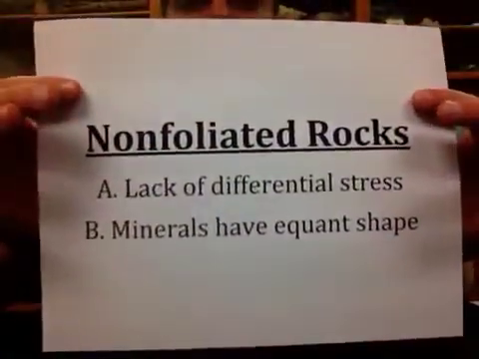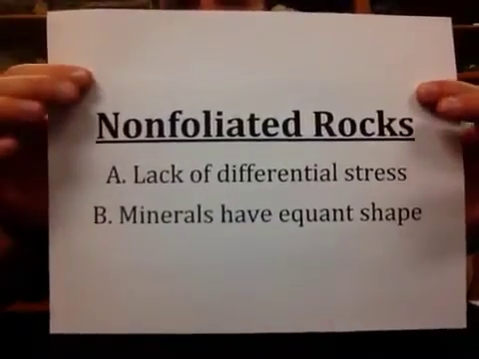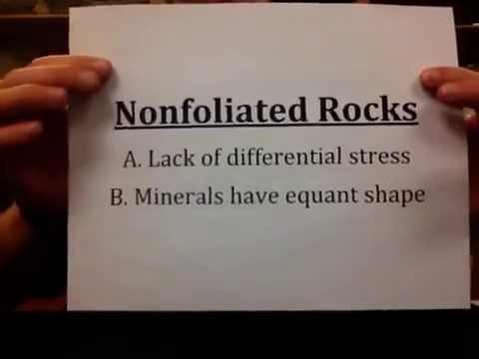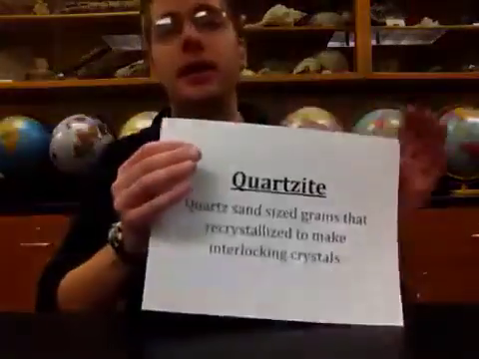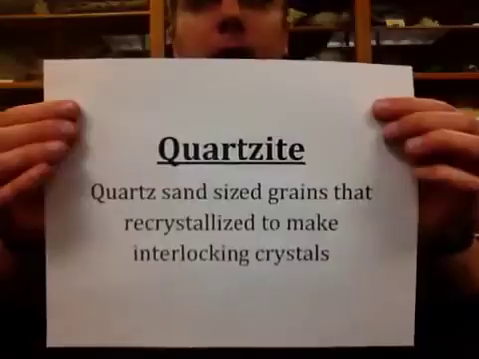Non-foliated rocks do not have preferred mineral orientation for two reasons. Either there was a lack of differential stress, or the minerals have an equant shape. So if the rock is squeezed the same from all sides, the minerals are not going to line up according to a different stress. Also, if the mineral grains are more equant in shape, they don't line up according to stress. They just roll and kind of move to change how they're sitting, but we don't get any sort of preferred alignment.